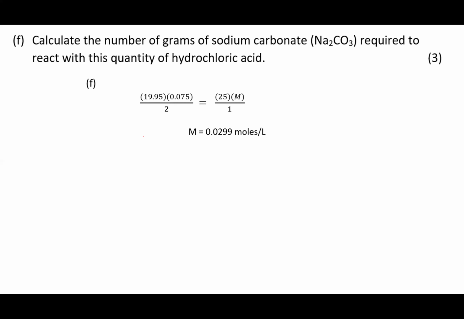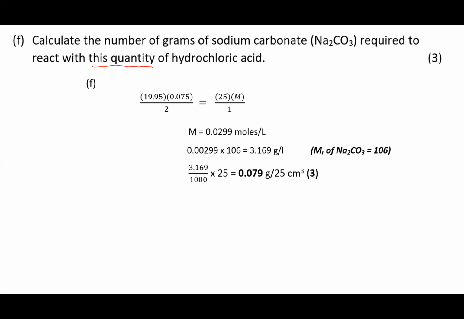Now it asks for the number of grams required to react with this quantity of HCl. So we didn't use a liter of sodium carbonate. We used 25 centimeter cube. But first of all, I got it into grams per liter. So I multiplied by 106, which is the relative molecular mass of sodium carbonate. And then I got my grams per 25 centimeter cube. So again, I had 3.169 divided by 1,000 multiplied by 25 is 0.079 grams per 25 centimeter cubed. You could get it from moles per liter to moles per 25 and then into grams. You can do it in that order as well, as long as you get your 0.079, you get your marks there.